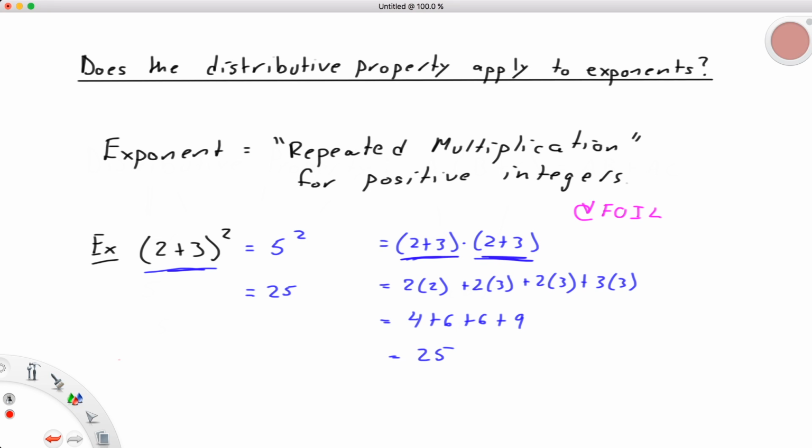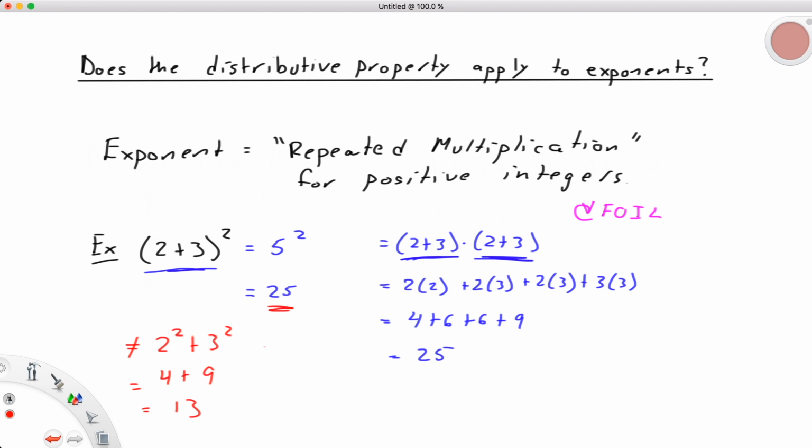What will not work here, however, is to say something like 2 squared plus 3 squared. Right? This idea of distributing that exponent. That does not work in this case. And we'll see that because 2 squared plus 3 squared, well, 2 squared is equal to 4, 3 squared is equal to 9, and 4 plus 9 is 13, which is definitely not the same as 25. We can come up with a counterexample to this idea pretty quickly.